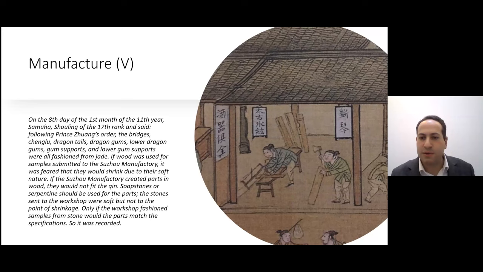So here we can see that sometimes models were sent in stone to craftsmen from Beijing to Suzhou, hundreds of miles away. And the wood they feared would shrink, so they sent a model in stone to the craftsman, and the craftsman would make it and then send it back, and they would put all the parts together. So these are really fascinating, detailed reports.